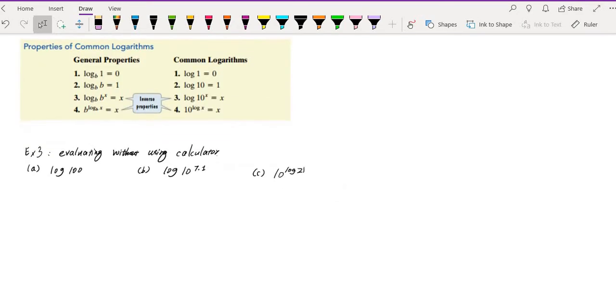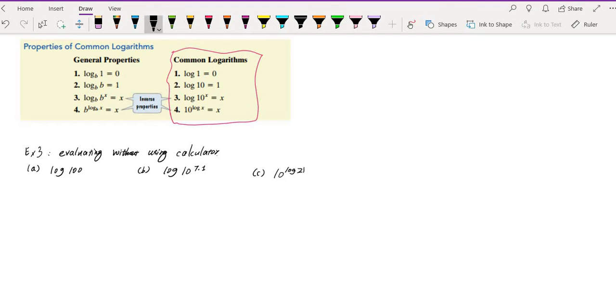So here we have properties of common logarithms. Last video we talked about the general properties, and here we have common logarithms. The only difference is that a common logarithm has a base 10. So they just give you a comparison. Example 3, evaluating without using a calculator.